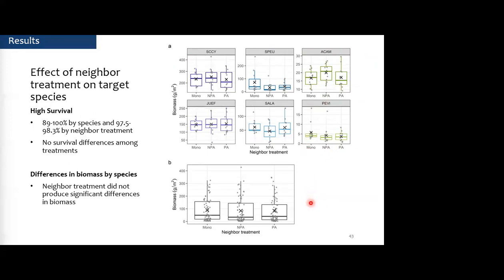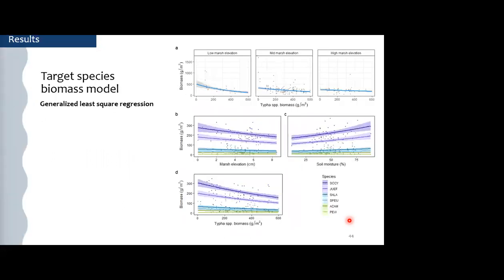And then in figure B, that's just all of the data from all 6 species pooled, and there's even less of a difference in mean when we look at it that way. So we don't seem to be seeing an effect of either facilitation or competition by neighbor treatment. But there are still predictors to look at.